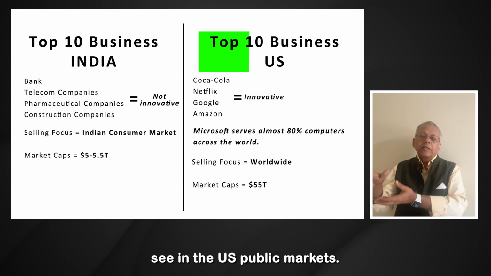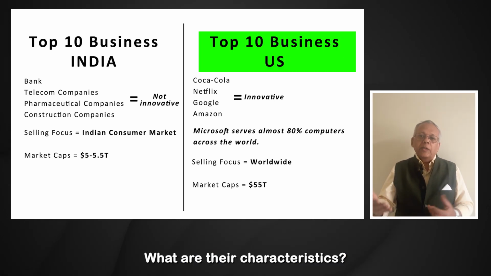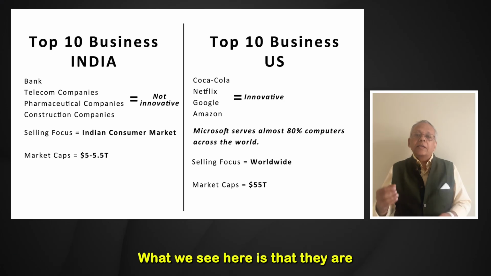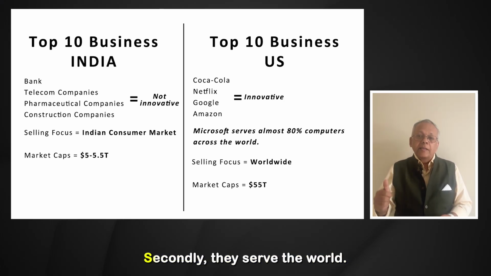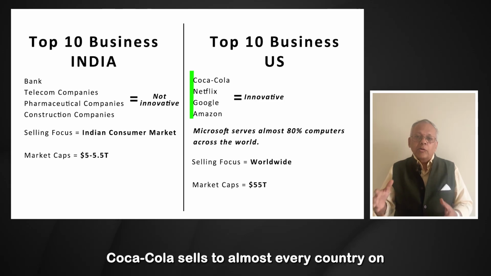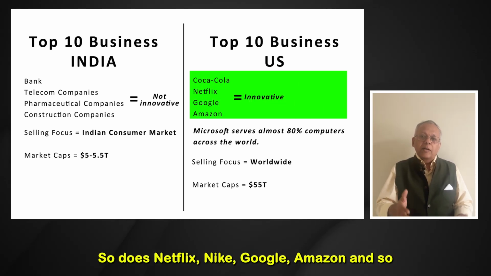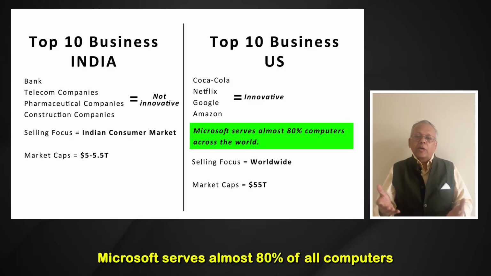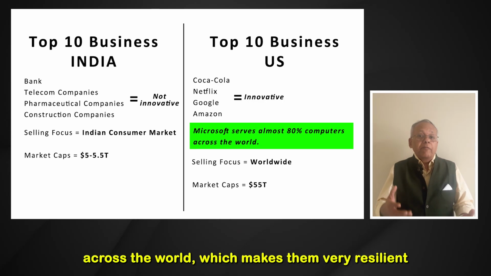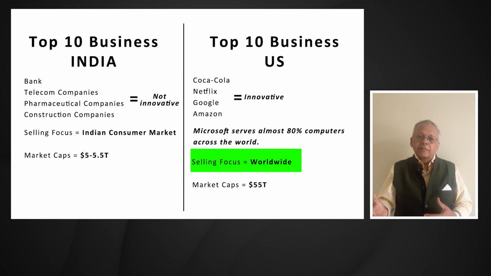Now let's look at what do we see in the US public markets. What are the top 10 companies? What are their characteristics? What we see here is that they are businesses of tomorrow. They are driven by innovation. Secondly, they serve the world. Coca-Cola sells to almost every country on earth. So does Netflix, Nike, Google, Amazon, and so on. Microsoft serves almost 80% of all computers across the world, which makes them very resilient to local political or economic shocks.